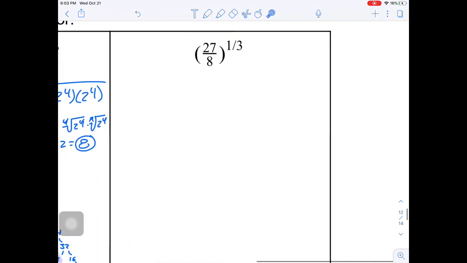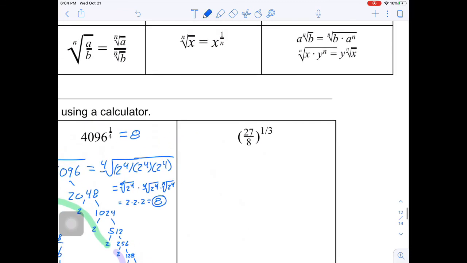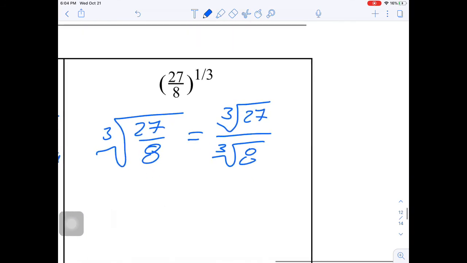Okay. Here's more of a question that you would be expected to be able to do without a calculator. Okay. So here, I'm going to use my rules here. So I'm going to apply, first of all, my fractional exponent into a radical. So this will be the cube root of 27 over 8. And then I'm going to put this into 2 separate radicals. So this will be the cube root of 27 over the cube root of 8.